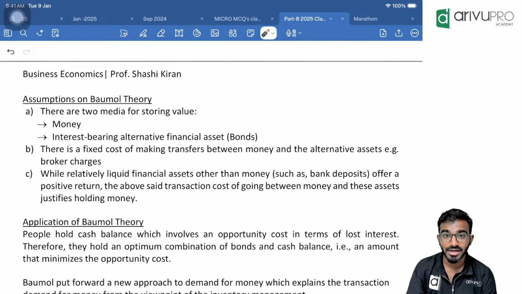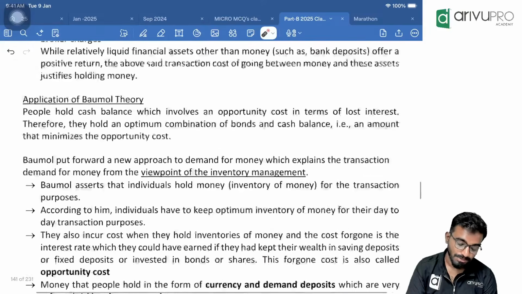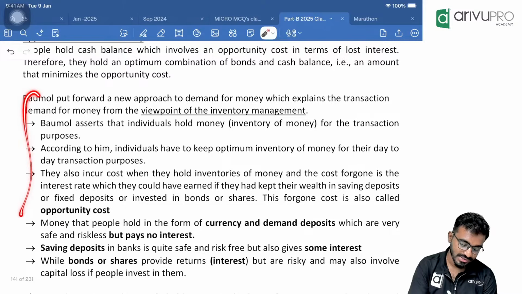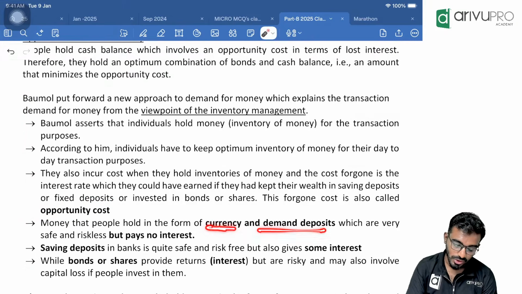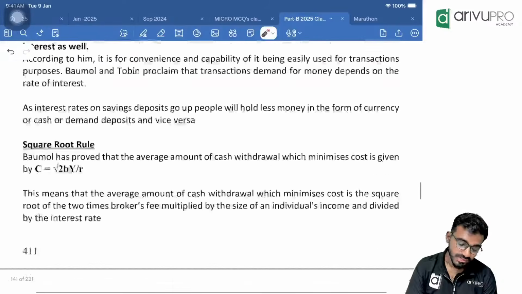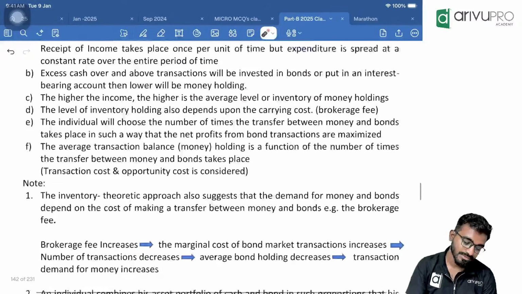Sir, can I keep it in a bank account? Yes, it is a safe asset. In a bank account you will get some interest. If you keep it in a demand deposit, a current account, you don't get anything. Only when you keep it in a savings account or bank FD will you earn money. So the application of Baumol theory is the same as I explained: the opportunity cost is there. Either you keep currency in your hand or in a demand deposit, you will not get any interest. If you keep it in a savings account, you get some interest. If you want good returns, you should put it in the bond market or stock market, but that is also risky. You may lose your invested money. So risk is more, reward is more. The same thing is explained here in detail.